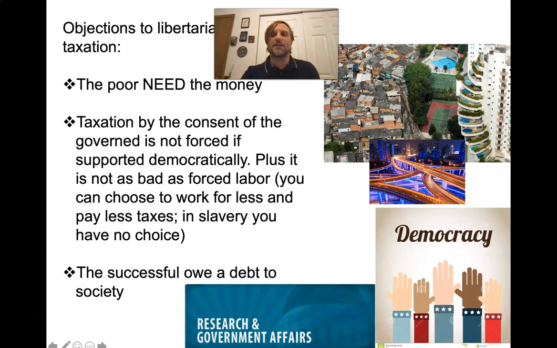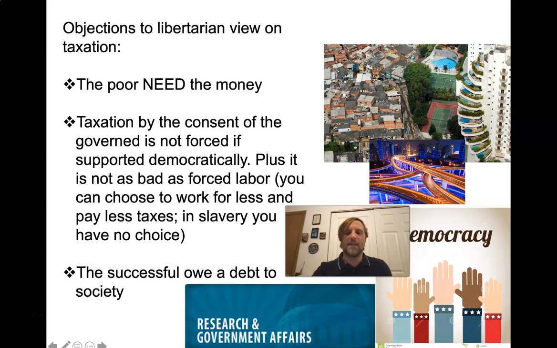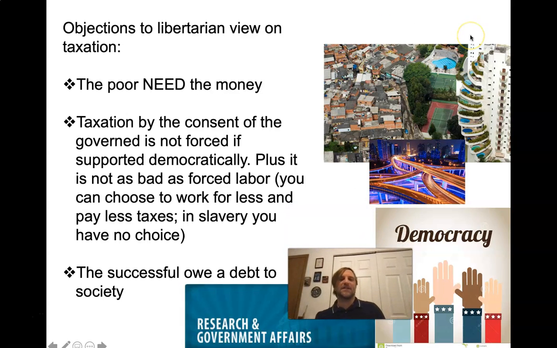Okay, some of the objections to the libertarian views. One, at least on taxation, is that the poor actually need the money, whereas we don't find that wealthy people often spend as much. Taxation by the consent of the governed is fine as long as it's democratic, and so on. And another argument is that the successful owe a debt to society.